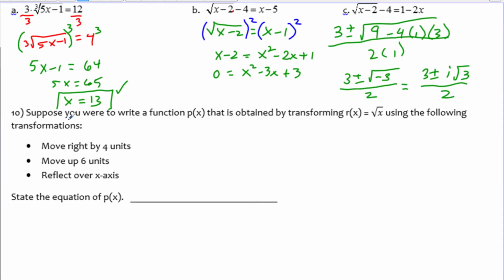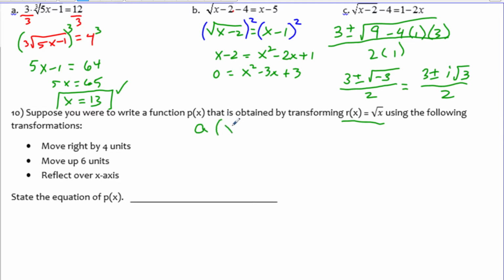Okay, problem number 10. It says, suppose you were to write a function p of x that is obtained by transforming this function using these transformations. So we're going to start at r of x, and our job is to apply a right-hand shift by 4, an up by 6, and a reflection over the x-axis. So just to remind you about transformations in general, they look like this.